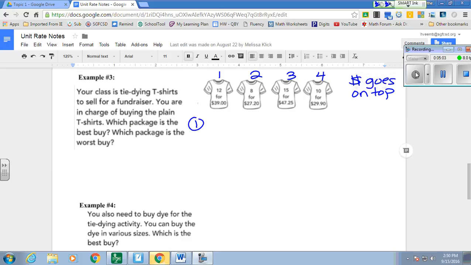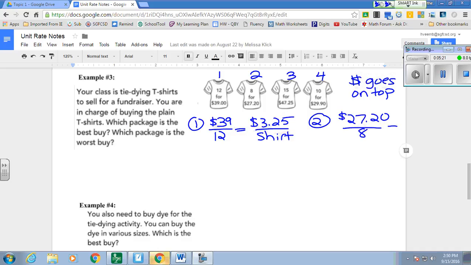So for shirt 1, it's $39 for 12 shirts. I will divide that out, and it comes out to $3.25 per shirt. Again, it's just a regular division problem. For group 2, it's $27.20 for 8 shirts. I'm dividing that out. I get $3.40 per shirt.